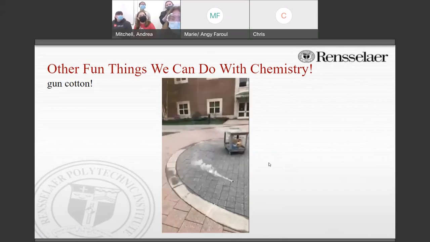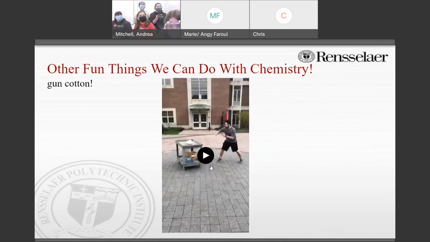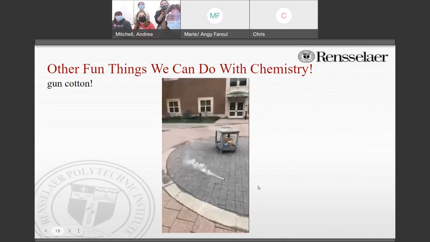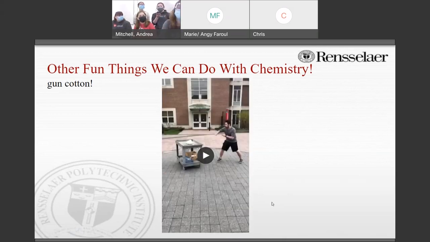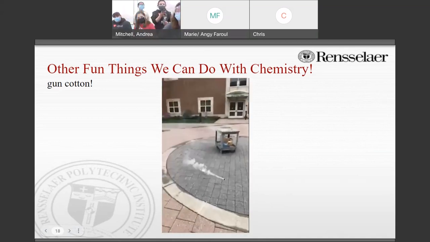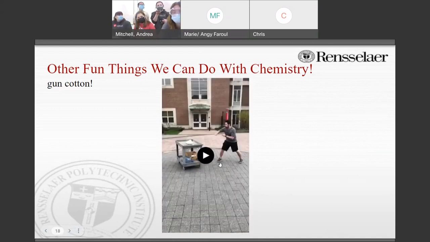Oh, whoa. So essentially with gun cotton, what you do is you take cotton balls and soak them in some pretty strong acids. You change the cotton at the molecular level, which makes it combust a lot faster. So in this video, there's 103 cotton balls that are being lit. That was the record by the group that does the gen chem demos at the school.